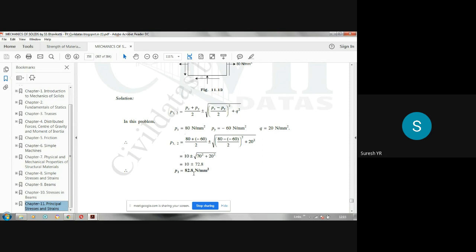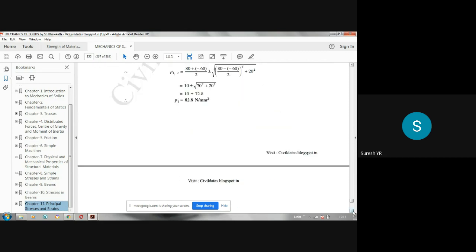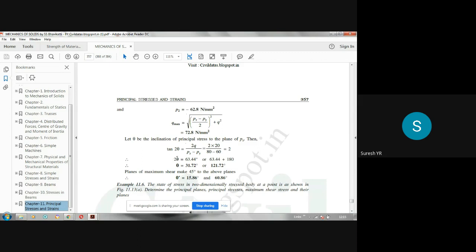P1 is sigma 1. Then P2, the minor principal stress, that is sigma 2, which is minus 62.8, compression. And the maximum shear stress, tau max or Q max, is 72.8 Newton per mm square. And the principal plane angle theta is 31.72 degrees, and the other angle is plus 90 to this, which is 121.72. So this is what the problem is.